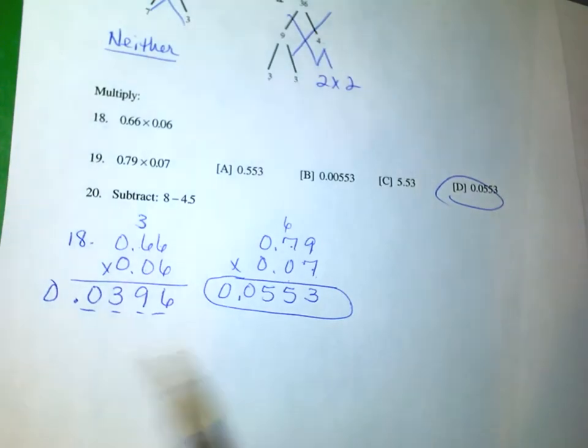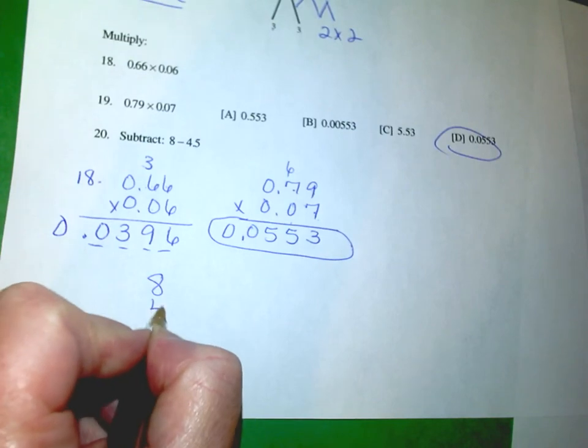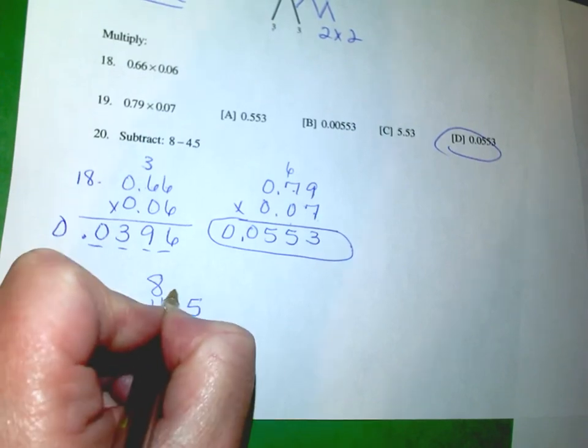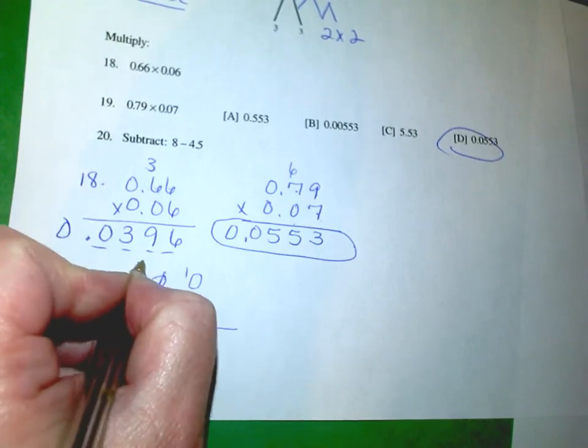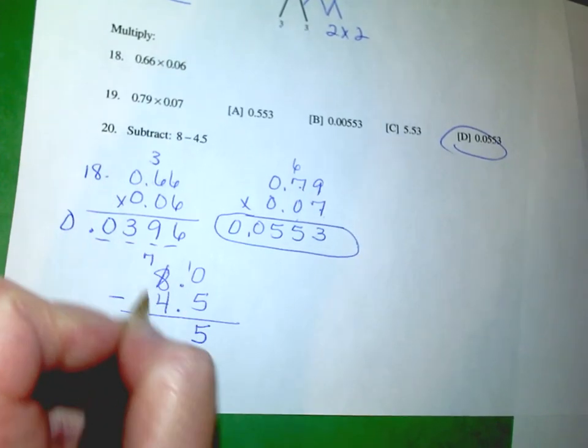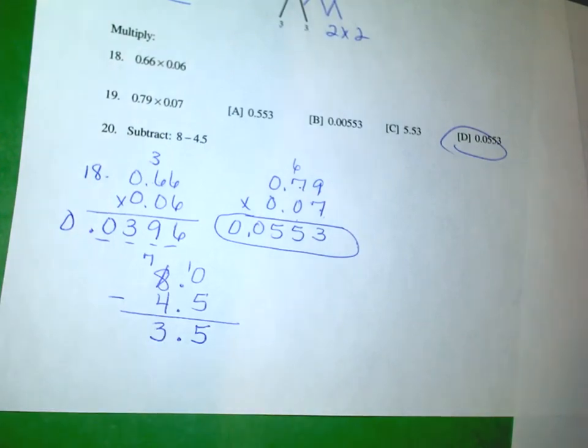And the last question, question 20. Be careful when you're subtracting decimals. You need to line up the decimals. And before you subtract, when we borrow, bring our decimal down, and the answer is 3 and 5/10.